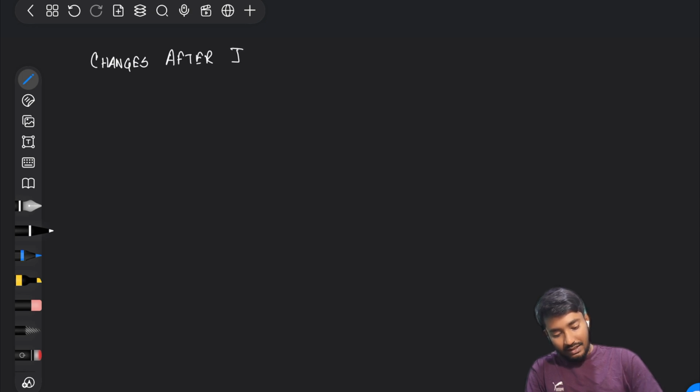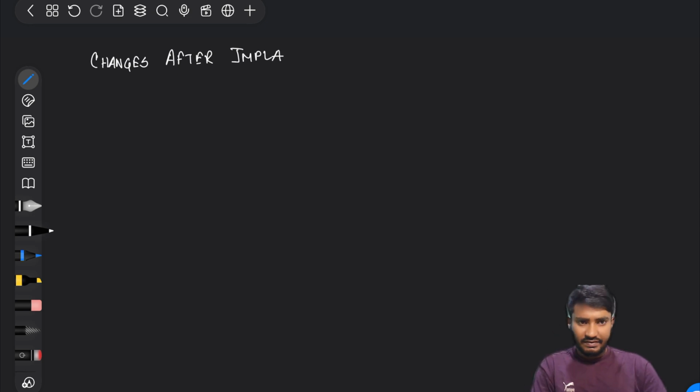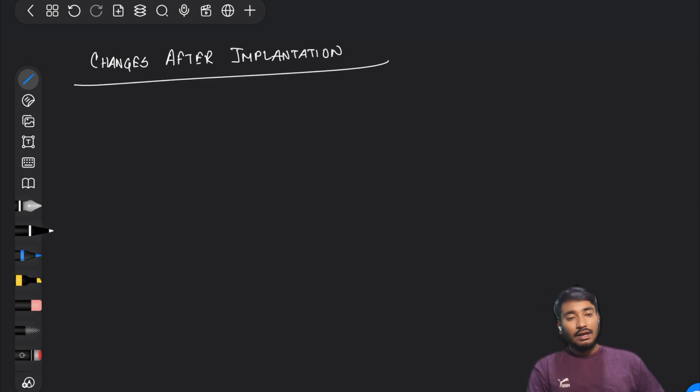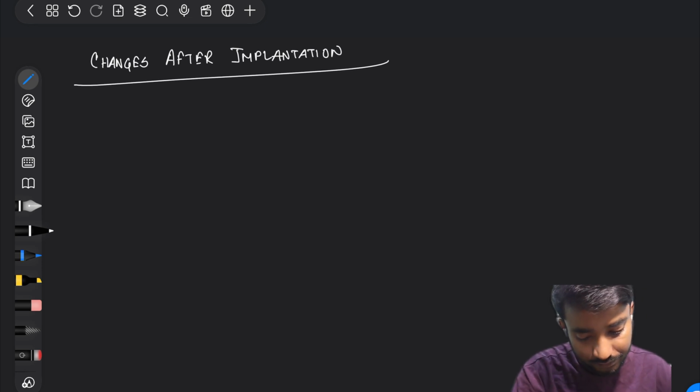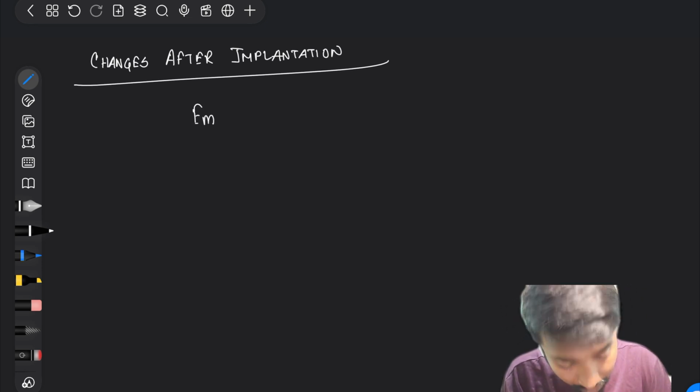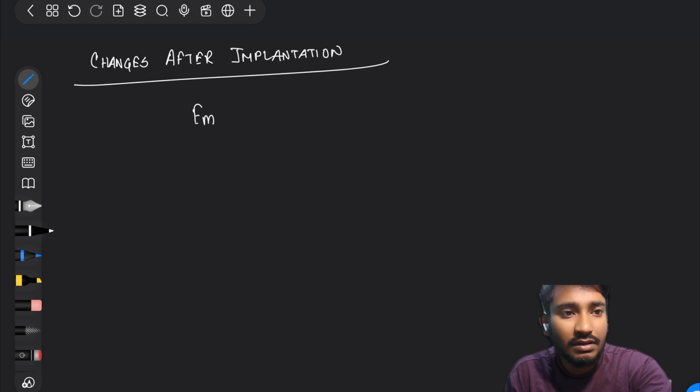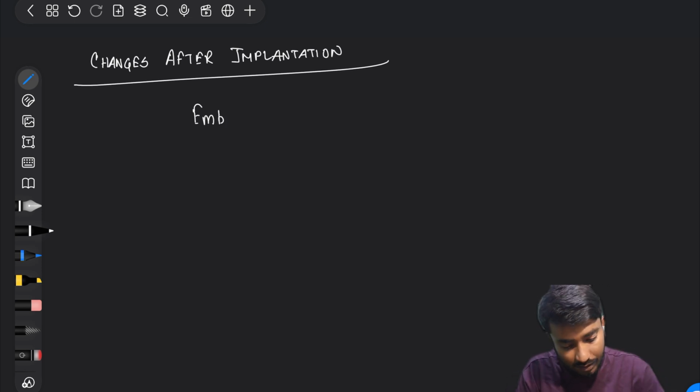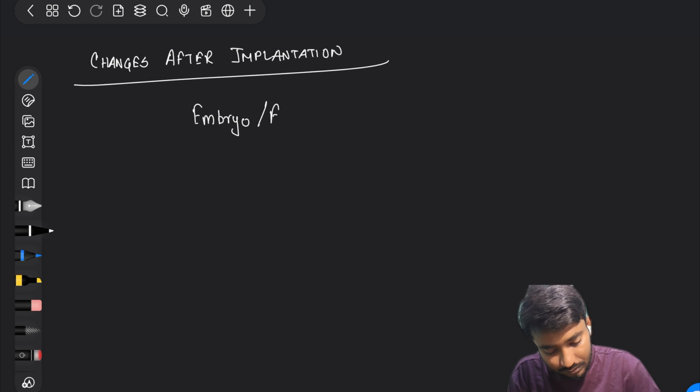Changes after implantation. Implantation generally occurs within 7 days of the fertilization, and it generally happens with a bit of implantation bleeding. Now, what happens? See, this is the embryo or the fetus. Embryo. And this is a mother.